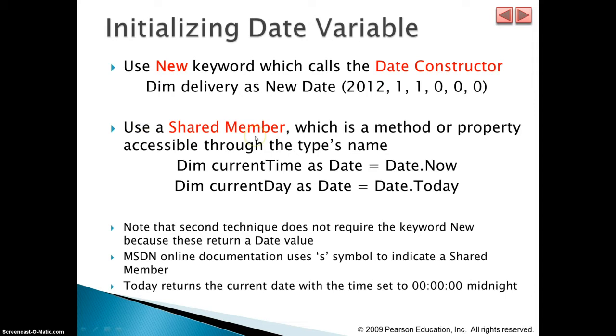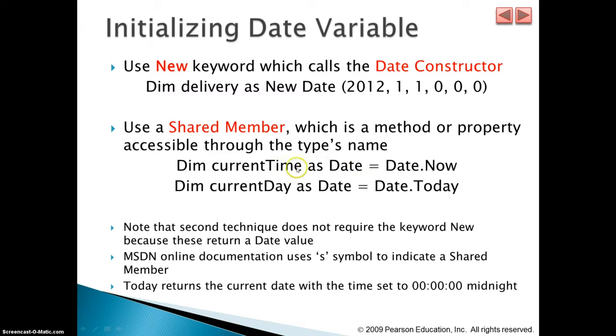Basically, there's also such a thing as a shared member, which is, as you can read here, a method or property that's accessible through that type's name. So this is something we'll use with things like date, because you want it to pick up the system date. So the system date is a shared member. By just typing the dot operator in now, it's going to load the current time into the local date variable in this application when it executes.